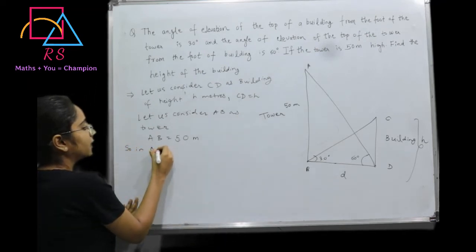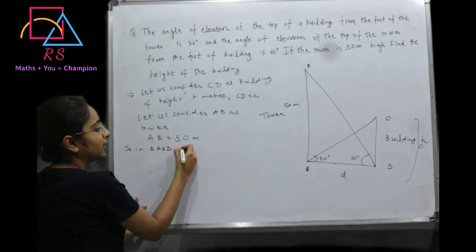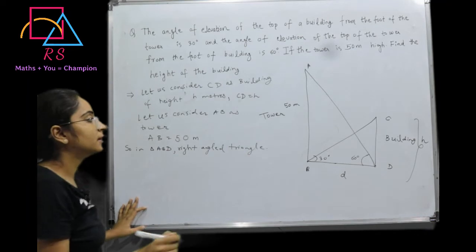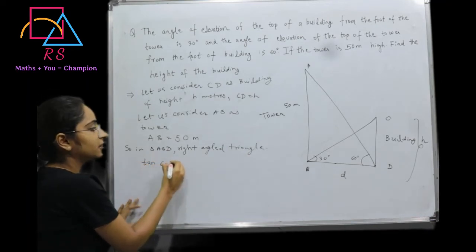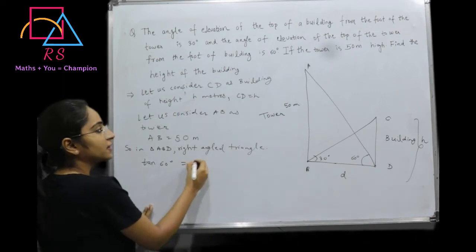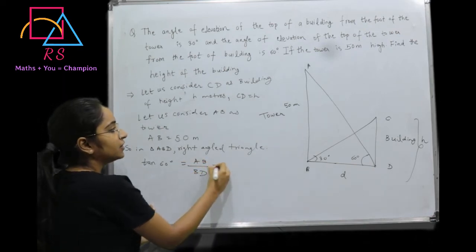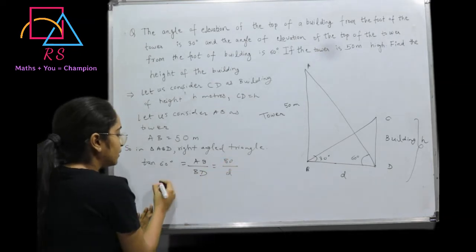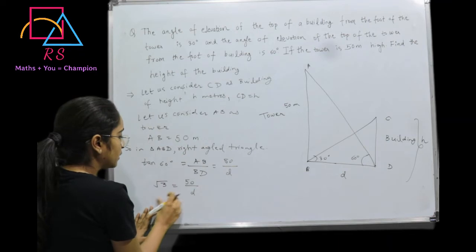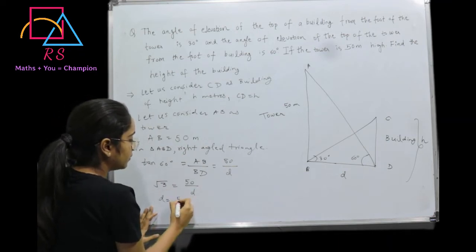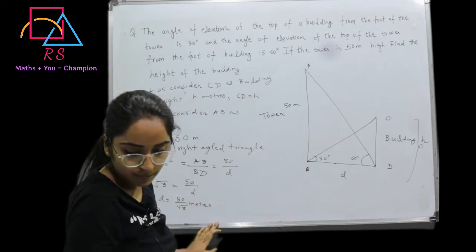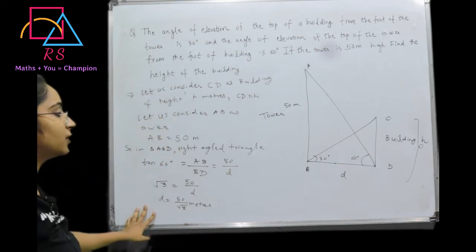So in triangle ABD, which is a right angle triangle, tan 60 degree you can consider as the opposite side, which is given, and we have to find the value of D, which is the adjacent side. So tan 60 degree is equal to AB upon BD, where AB is given as 50 and BD is D. Tan 60 is root 3, so root 3 equals 50 upon D. From here we can get the value of D as 50 upon root 3 meters. We have got the value of D.